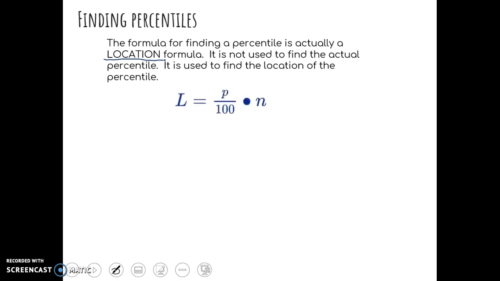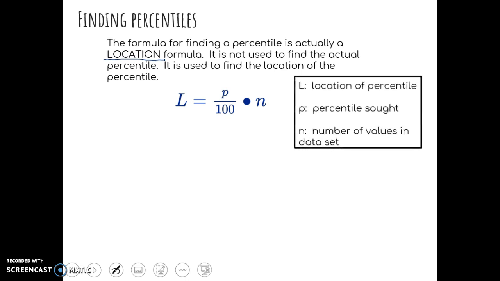So this is the formula that you need. L equals P over 100 times n, where P is the percentile. So if you're finding the 20th percentile, that would be 20. And n is the number of numbers. L, again, represents the location of the percentile. It's important when we see formulas to know what each variable in the formula represents. So there we go.